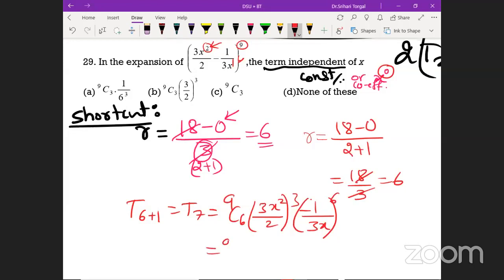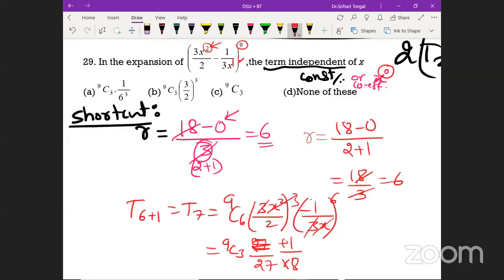What is 9C6 and 9C3? Both are same. 3 power 3 is 27. 3 power 3 and here 3 power 3 is there, 27. If I cancel this with this one, I get 27 in the denominator. X power 6 and x power 6 will get cancelled. And this will be 2 power 3 in the denominator, that is 8. And this will be a positive 1.